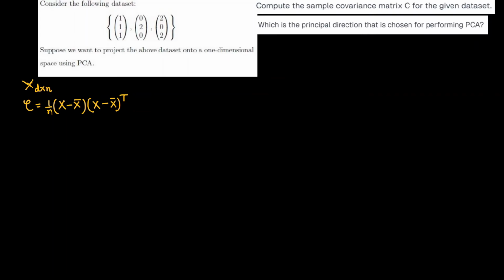Alright, so here we have 3 data points given, and the question says suppose we want to project the above dataset onto a one-dimensional space using PCA, right? Now the first question says compute the sample covariance matrix, and then we are required to find the principal direction that is chosen. And there is also another question which asks for the projection vectors, right? So let's do them one by one.